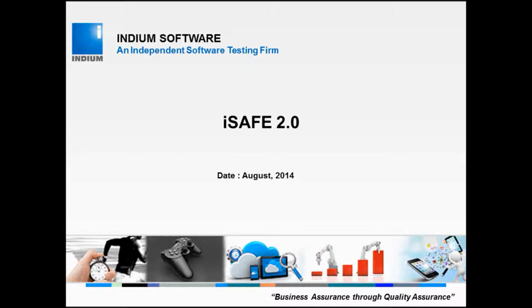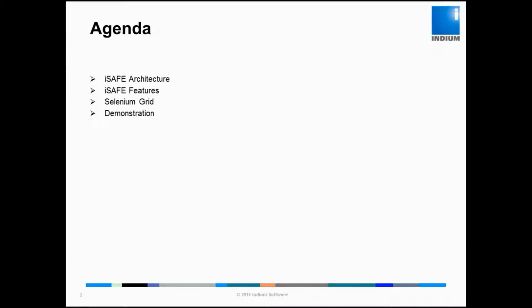Today we are going to see one of our mature frameworks called iSAFE, which was originally developed as a Selenium framework. Later we integrated a whole lot of tools which enables the framework now to automate even Flash applications or mobile applications. So here is the agenda, compact and simple. We'll be seeing the architecture of the framework, a little bit about the features, the Selenium grid, which is the main component behind our framework, and a demo of our framework.